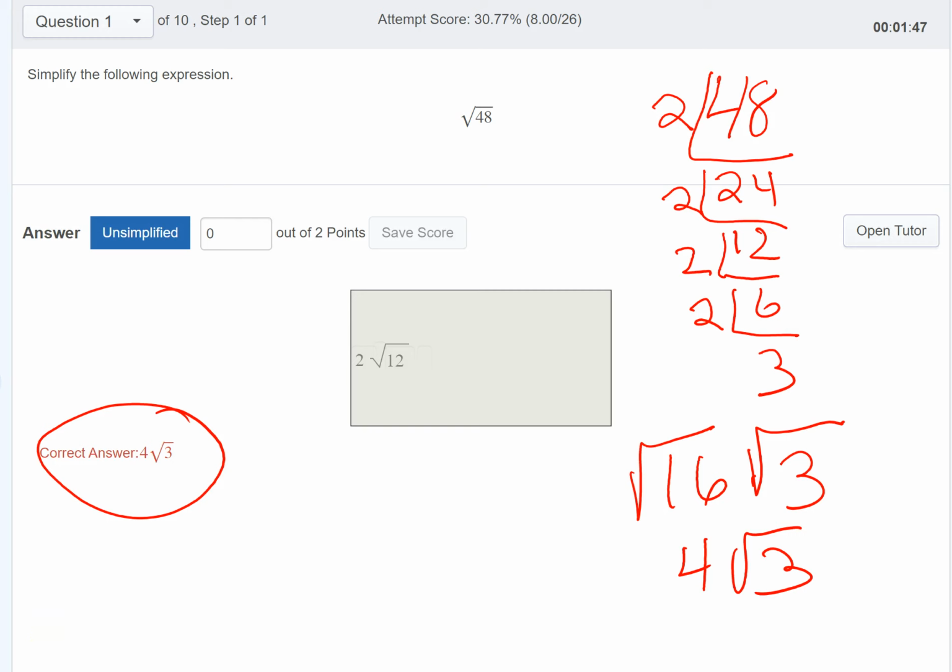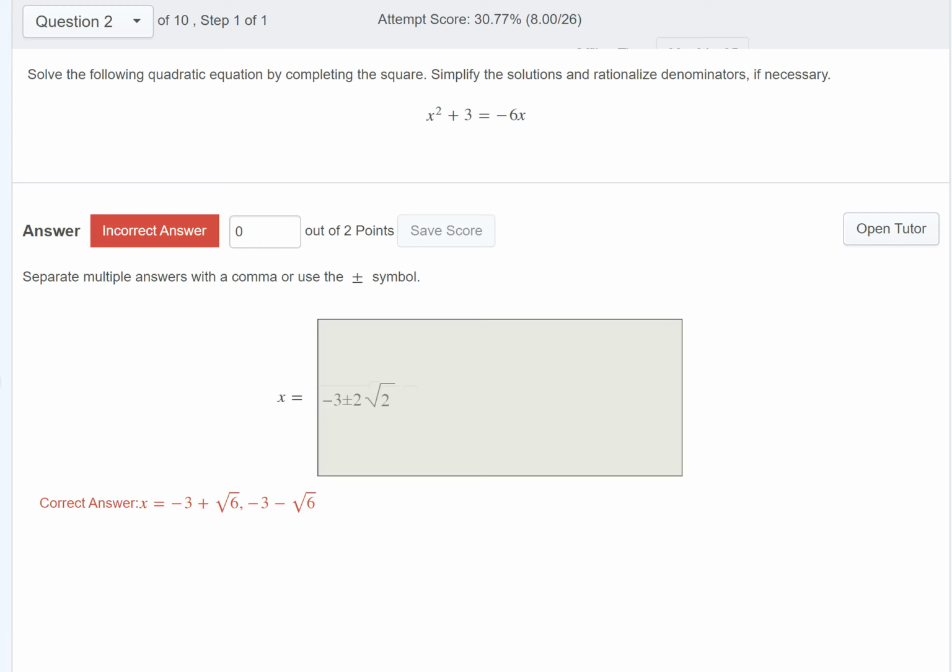And let's move it up here after we clear this up. Now, in this next one, we're looking at this, and they want us to solve it by completing the square. So let's work that out over here.